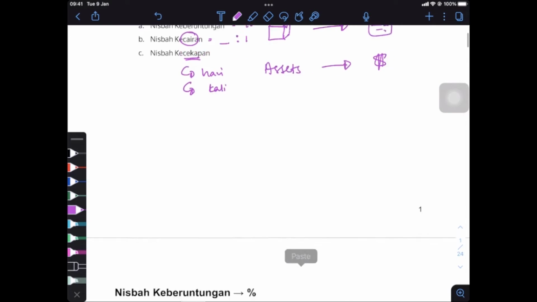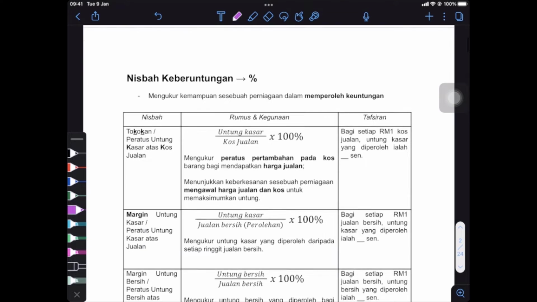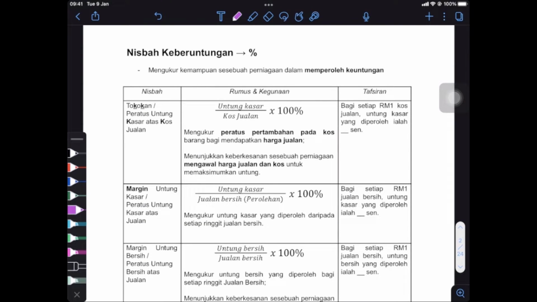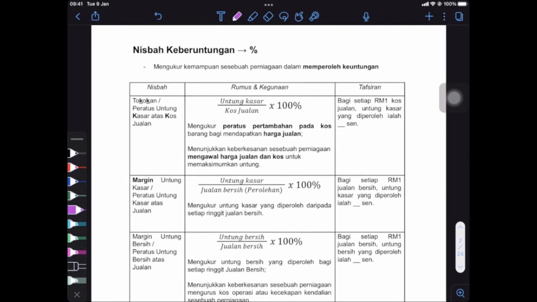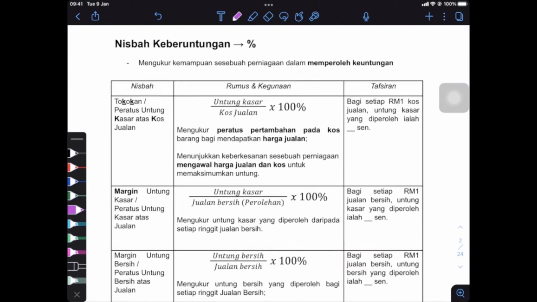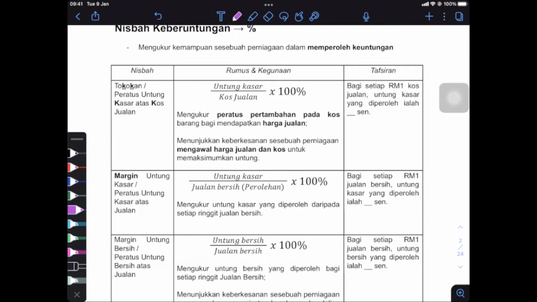Okay. So first one, nisbah keberuntungan. As we mentioned just now, it focuses on your ability to get untung. So kemampuan sesebuah peniaga dalam memperoleh keuntungan. But why do we have all four different nisbah keberuntungan is because we are trying to understand the relationship between two different figures. And one of them is your untung. So the first one is your tokokan. Or if you are kind enough, they will tell you peratus untung kasar atas kos jualan.